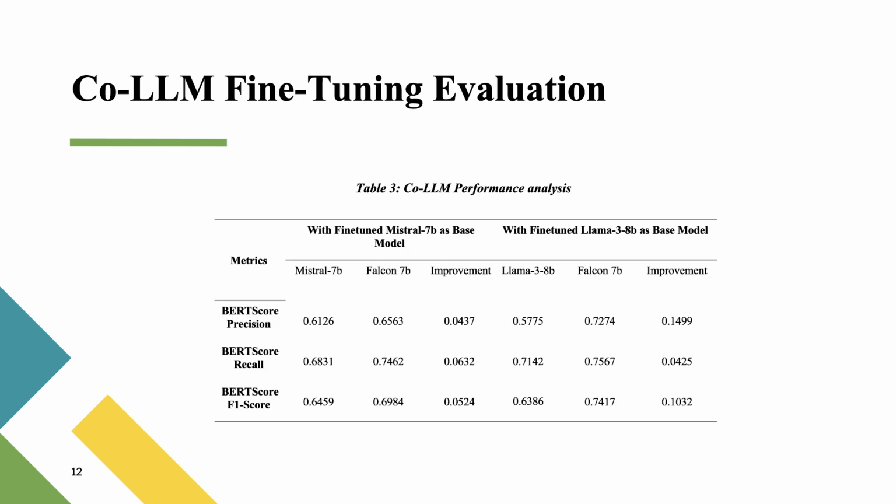The table compares our fine-tuned Mistral and Llama bases against Falcon as a secondary model. With Mistral as the base, Falcon improved precision by 0.0437, recall by 0.0632, and F1 by 0.0524. Using Llama as the base, Falcon delivered 0.1499 precision, 0.0425 recall, and 0.1032 F1 gains, demonstrating that co-LLM chaining boosts performance over single models.